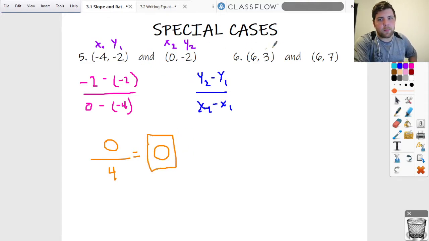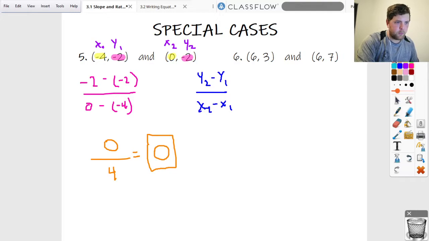We'll talk about what this looks like on a graph here in a little bit. So this would be if I have a slope of 0. We take a look at my values. My x values, I've got -4 and 0. Those are different. But my y values, -2 and -2, are the same. So when my y values are the same, my slope is 0.